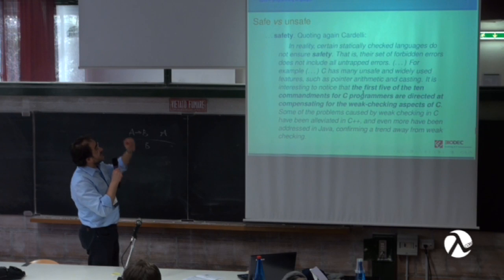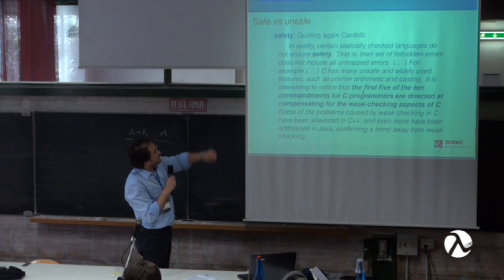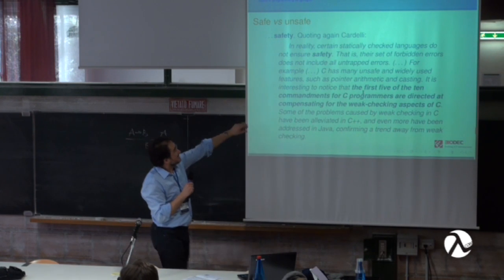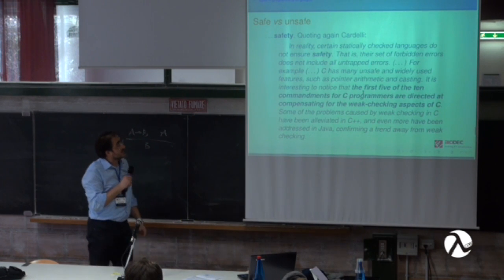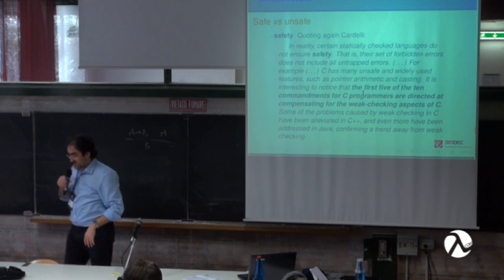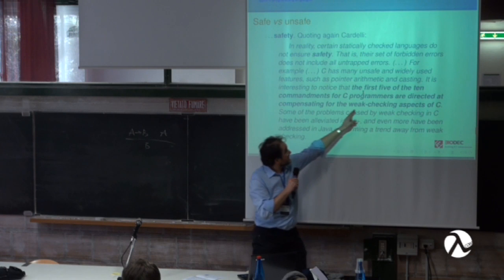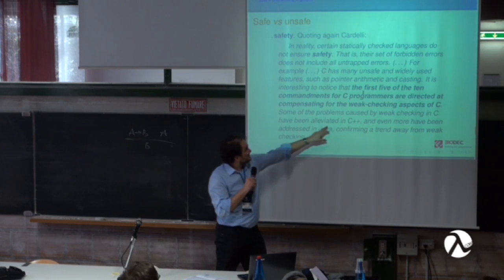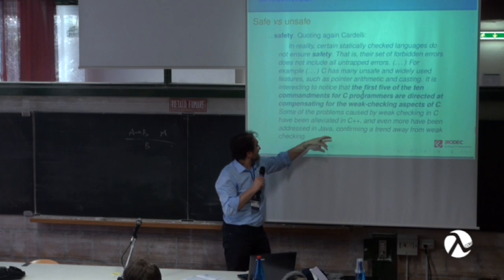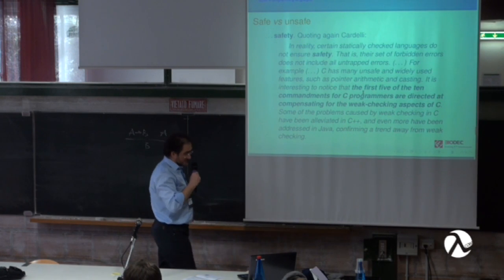Cardelli again, in Type Systems: in certain statically checked languages, the types do not ensure safety, and he makes the example of C. C lets you do many unsafe and widely used features. He quotes a paper where the 10 commandments of a good C programmer are explained, and the first 5 are directed to compensating for the weak checking aspect of C. In fact, he hopes, since this paper was written in the early 90s, that in C++ and Java the trend will improve. Okay.